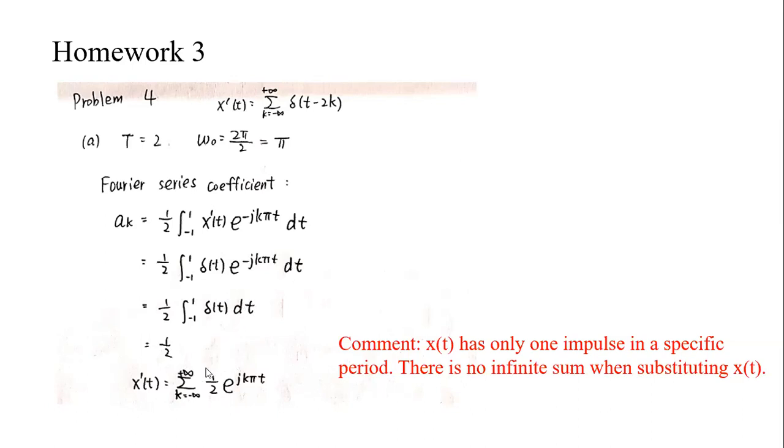And then we express the signal as the Fourier series. It is the infinite sum of 1 over 2 times exponential jk pi t. And here is my comment. X of t has only one impulse in a specific period. Here it is the region from minus 1 to 1. So there is no infinite sum when substituting. It should be x prime of t.